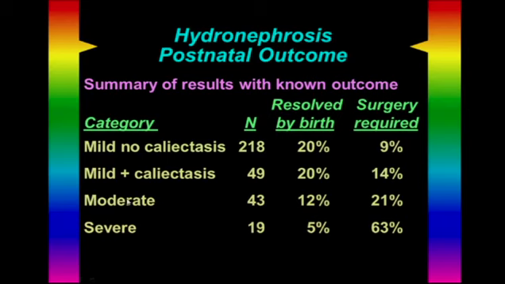With moderate hydronephrosis, 12% resolved by birth, 21% required surgery, but when it was severe, over half required surgical correction after birth, 63% did, and only 5% resolved by the time the baby was born. So you can see that the degree of hydronephrosis does predict whether or not it will resolve by birth and whether or not the problem requires surgical correction after birth.